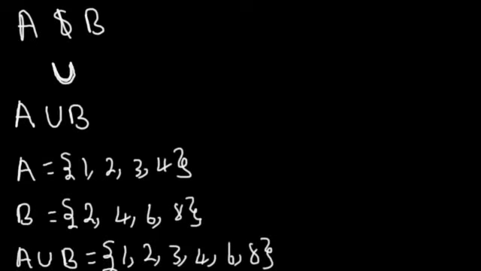Now let's move to the second operation of a set, which is known as intersection of a set. So what is the intersection of a set? The intersection of two sets A and B is the set which consists of the common elements between set A and set B. And what do we mean by that? Now, what symbol do we use to denote the intersection of a set?